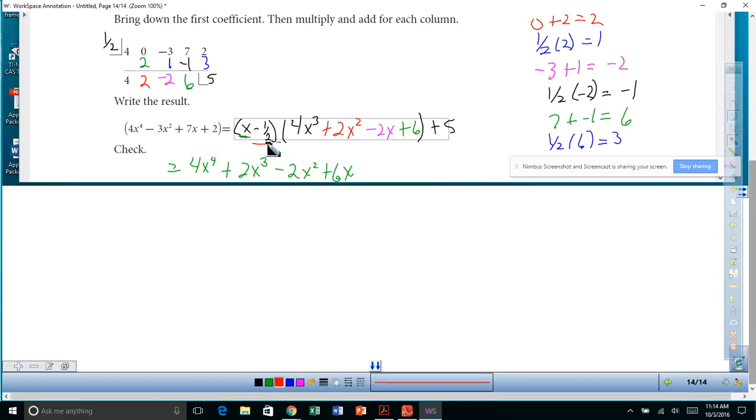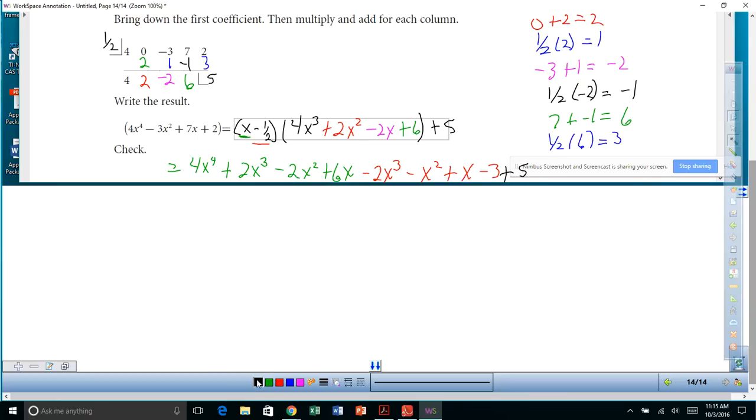Now let's do the negative 1/2. Negative 1/2 times 4 would be minus 2x cubed. Minus 1/2 times 2 would be 1, negative 1, so you got negative x squared. Negative 1/2 times negative 2 would be positive, that would be positive x. And then negative 1/2 times 6 would be minus 3. And then don't forget your remainder of plus 5.